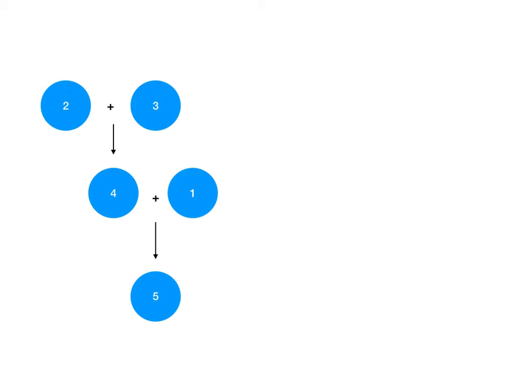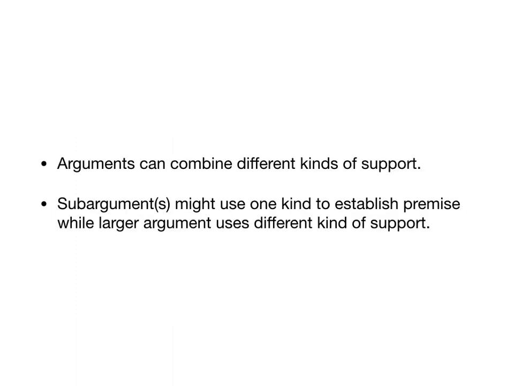One more thing that makes all this even more complicated is that arguments can combine different kinds of support. And how this happens is a sub-argument might use one kind of support to establish a premise, while the larger argument uses a different kind of support. You honestly might switch back and forth from different kinds of support at different levels of the argument. What this means is that in the real world, argument structure can get really, really complex.